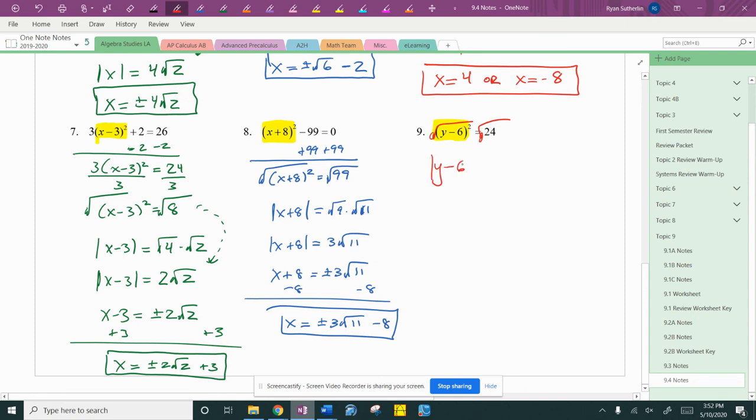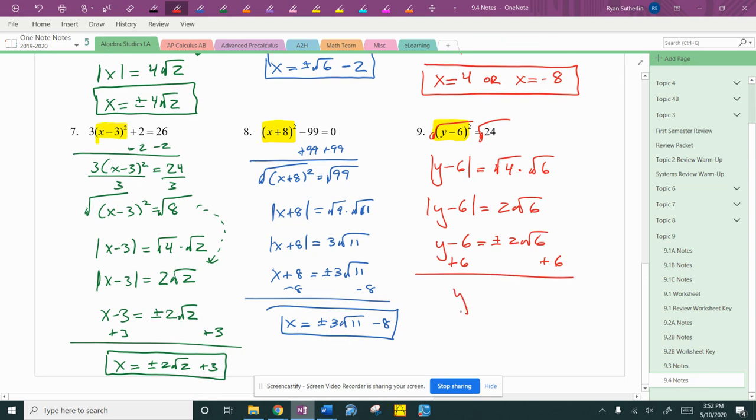So I have absolute value of y minus 6 equals square root of 24, which is 4 times 6. So I've got y minus 6 equals 2 root 6. Get rid of the absolute value, so that becomes plus or minus 2 root 6. Add 6 to both sides, and I get y equals plus or minus 2 root 6 plus 6.